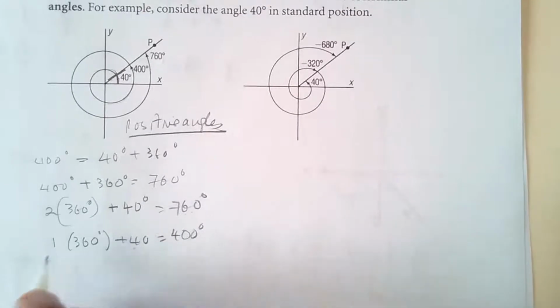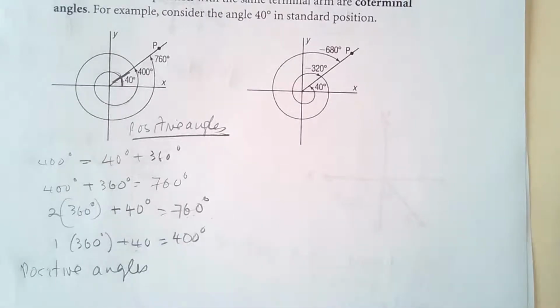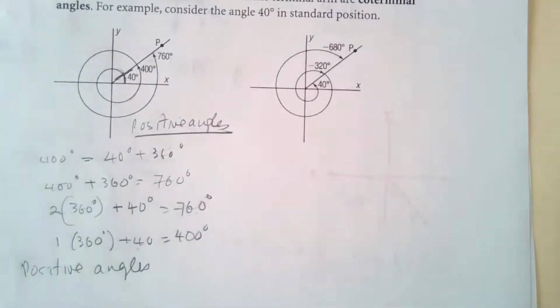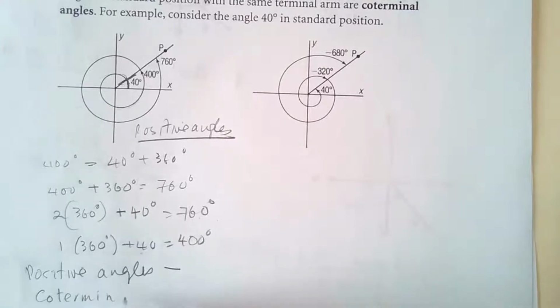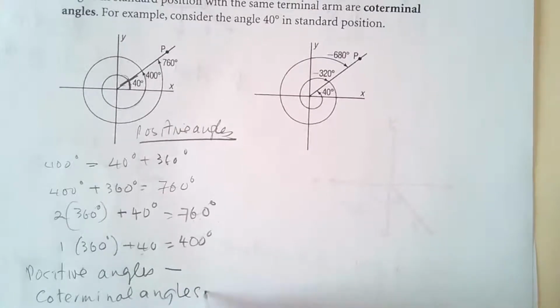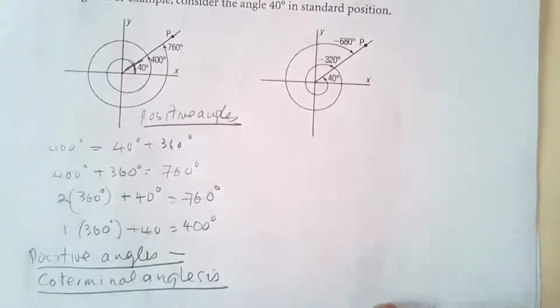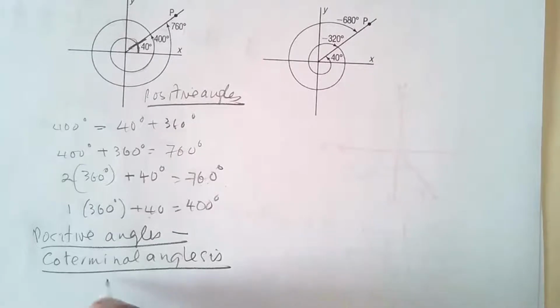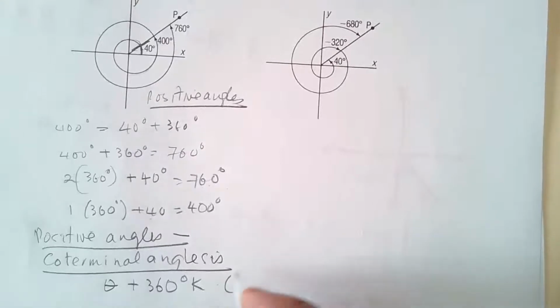So for positive angles, the coterminal angle is where the angle is plus 360 degrees times k, and k is an integer.